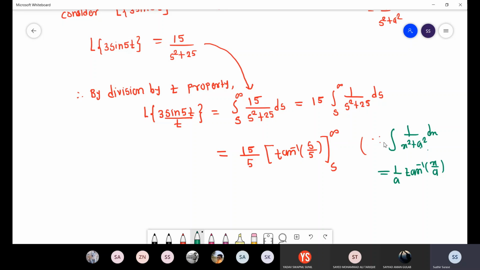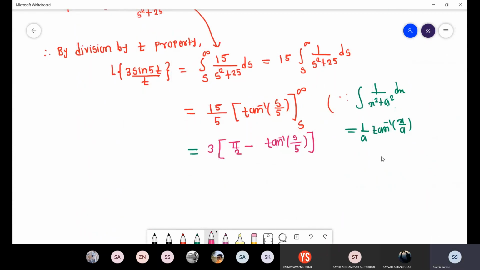So it is equal to this, and now outside we can cancel the 5 with the 15, so we have 3, and here we have tan inverse infinity. Tan inverse infinity is pi by 2, minus tan inverse s upon 5. So the final answer is: the Laplace transform of 3 sine 5t whole divided by t is nothing but 3 pi by 2 minus 3 tan inverse s upon 5. That's the correct answer.